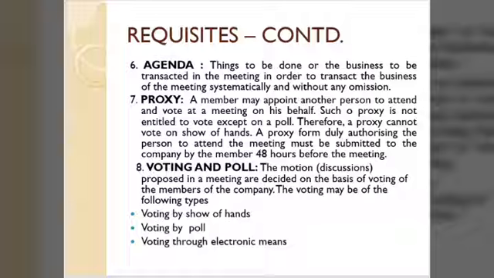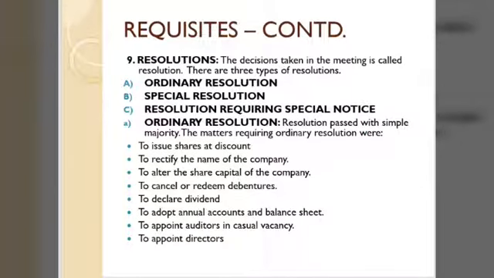Next one is voting and poll. Every matter in the meeting that is to be discussed is called a motion, and if the motion comes up for discussion, sometimes a voting system will be implemented. The voting system may be voting by show of hands, voting by poll, or voting through electronic means. These are the requisites relating to the voting and poll.